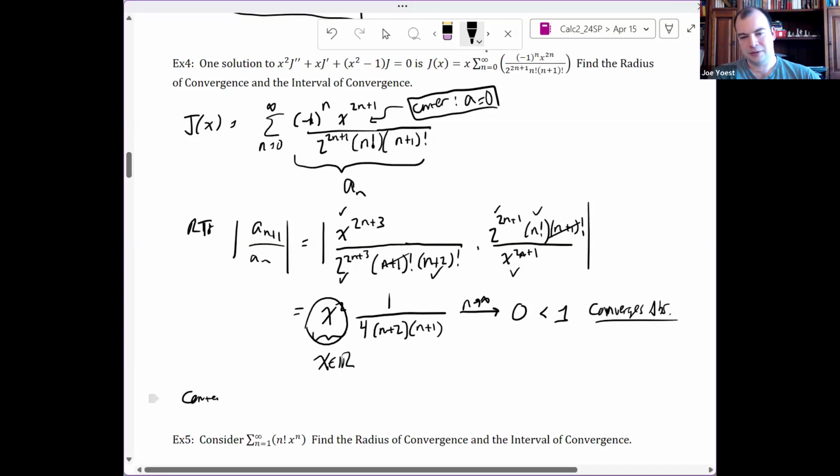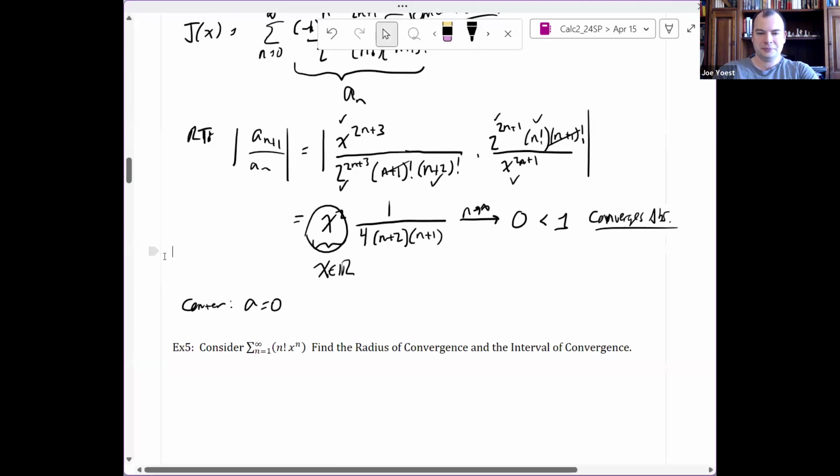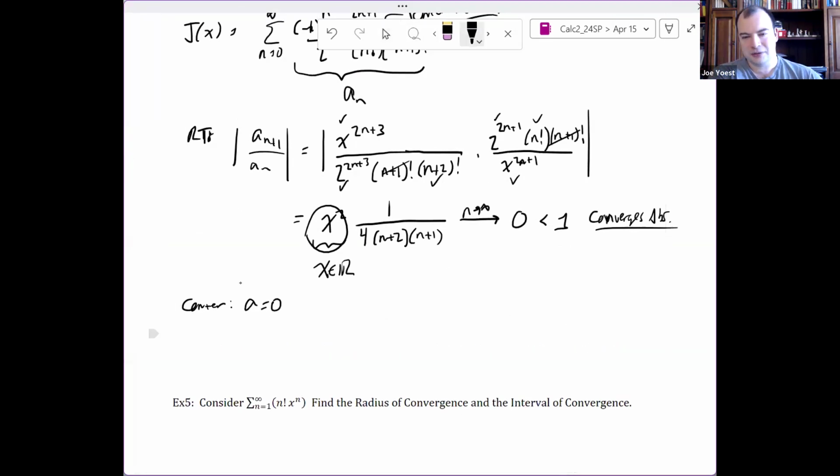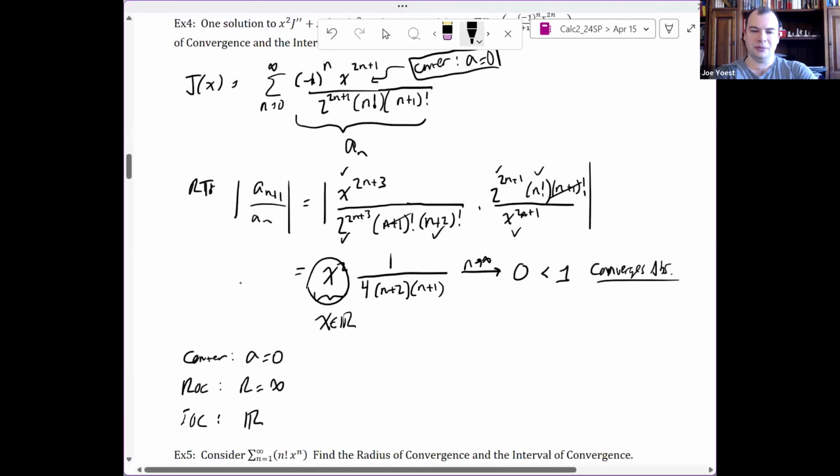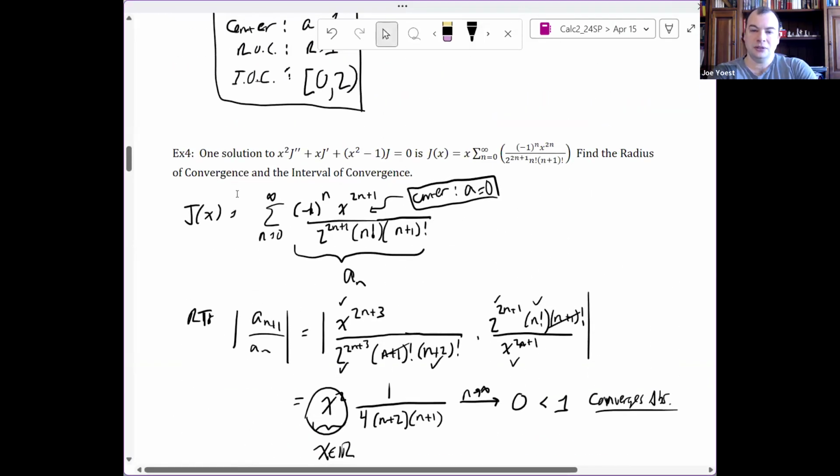So my center is 0. My radius of convergence is infinity. This is one of the special cases where I kind of expand my view of radius of convergence, and my interval of convergence is all real numbers. The domain of this function is all real numbers. So that's pretty nice. It looks like anyway that I've solved my differential equation on the whole real line with this solution.